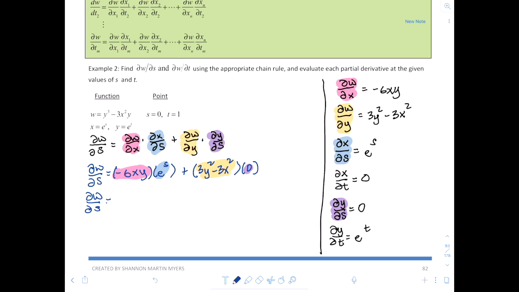And so dw ds, let's go ahead and write everything in terms of s and t, all right? So we would get negative 6 times e to the s, because that's x, and then y is e to the t, and we still have this e to the s hanging out from the derivative, plus the rest of it zeroes out.